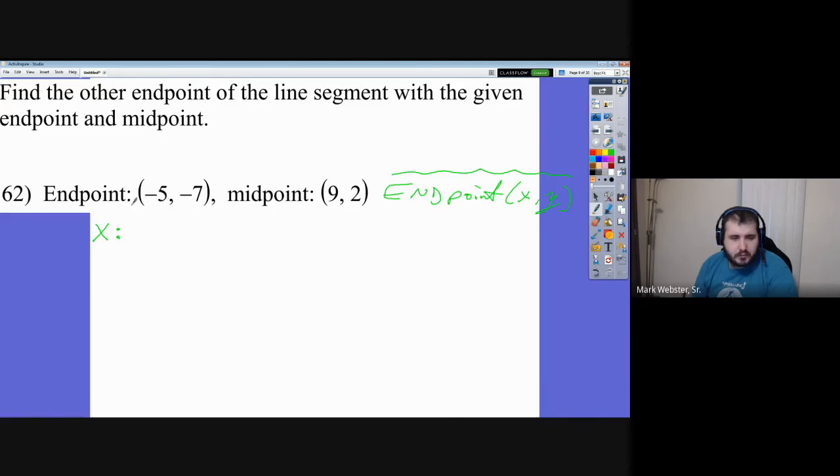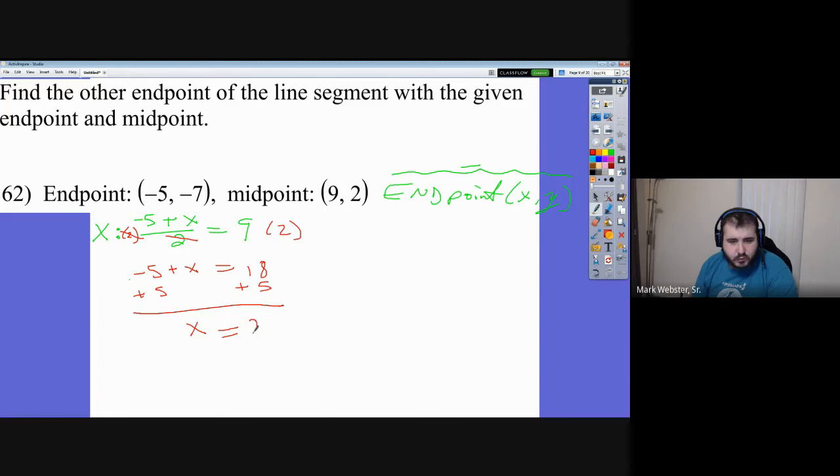I'm going to say, all right, well, here's my one endpoint. My other endpoint, I don't know. I'm going to put it here. But whatever that is, this makes 9, right? So let's solve for x. I'm going to multiply both sides by 2. That cancels out this 2 down here. I got -5 plus x left over on the left. 9 times 2 is 18. And then I'm going to add 5 to both sides. That leaves me with my value of x, which is 18 plus 5 is 23.